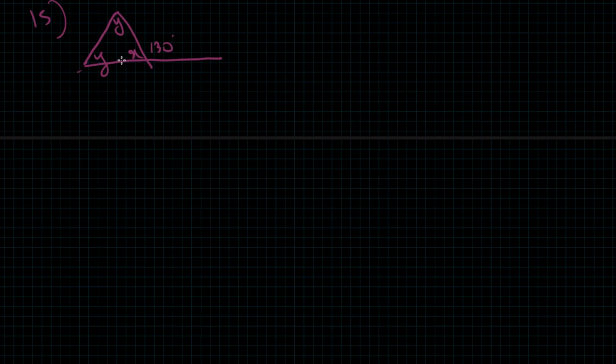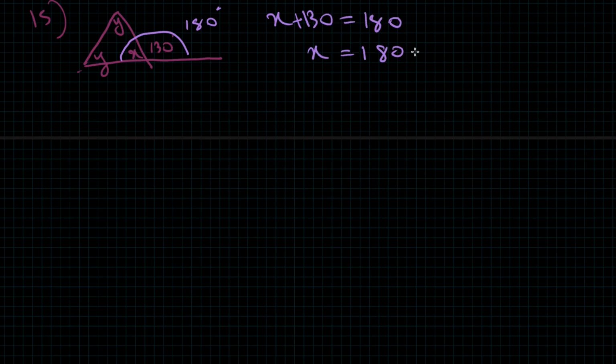First, if you look at this one, from here we can find x because this is a straight line. The summation of angles around a point on a straight line is 180. So we can write x plus 130 equals 180. x equals 180 minus 130, so x is equal to 50.